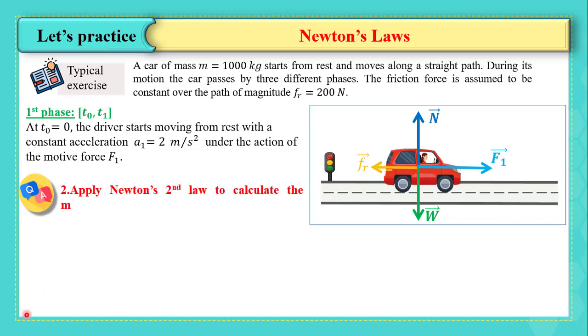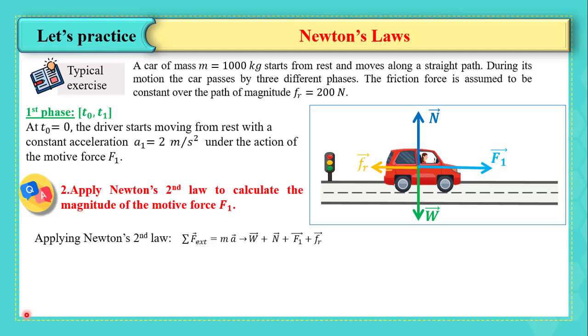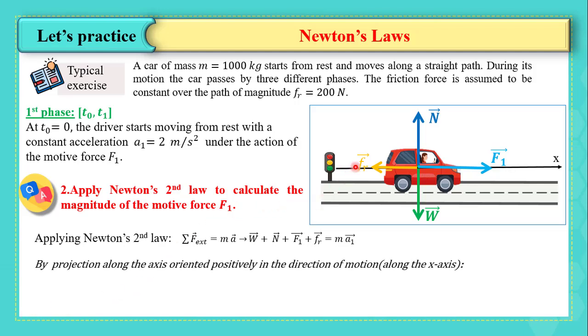Now we are asked to apply Newton's second law to calculate the magnitude of the motive force F1. By applying Newton's second law, which tells us that the sum of the external forces acting on the object is equal to the ma vector, the external forces are w vector plus n vector plus f1 vector plus fr vector, which is equal to ma1 vector. Here we need to project along the axis oriented positively in the direction of motion, which is the x-axis in our case.